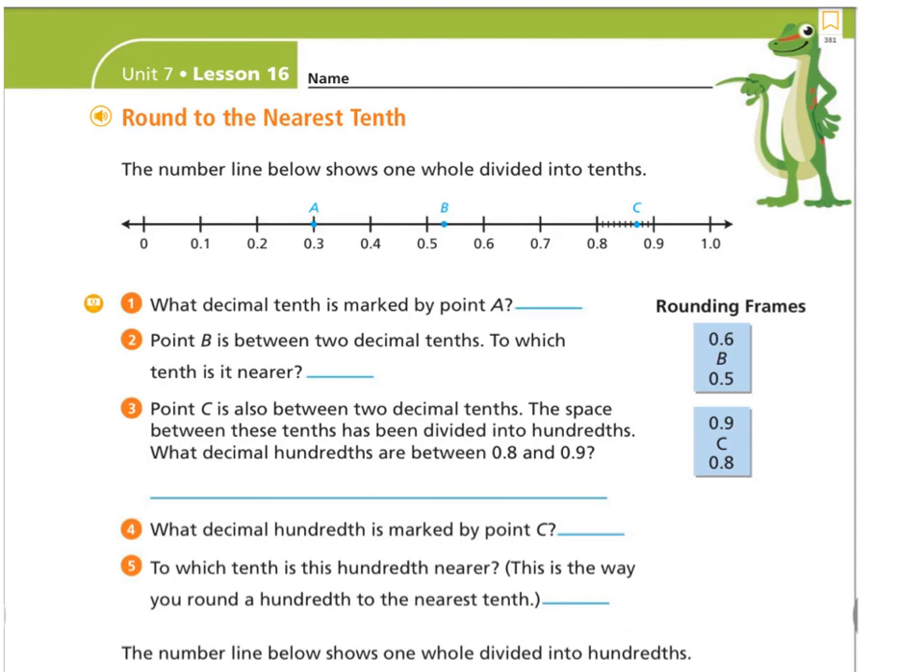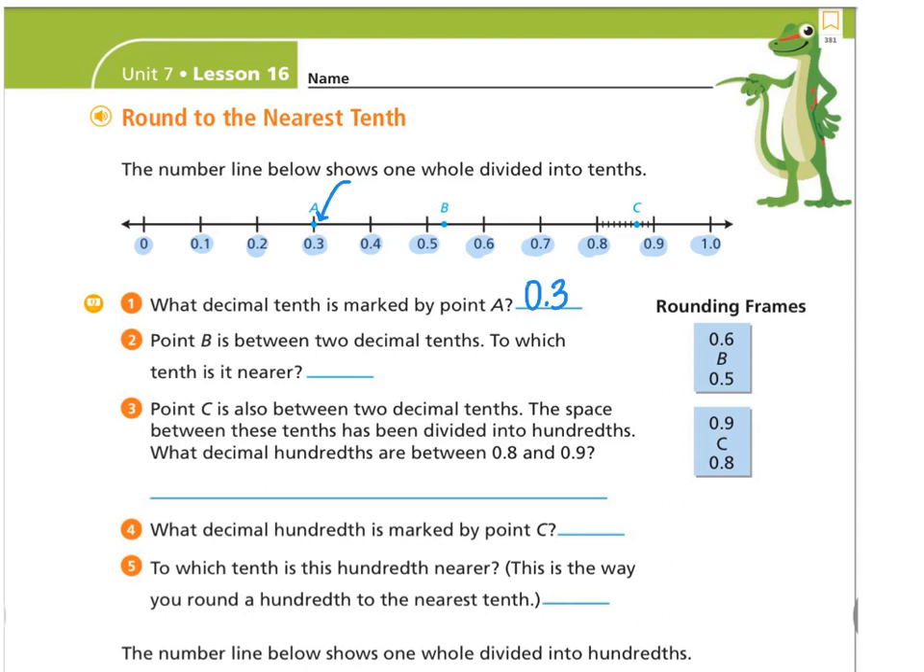Let's first look at this number line. It looks like it starts with 0 and then counts by tenths. 1/10, 2/10, 3/10, 4/10, 5/10, 6/10, 7/10, 8/10, 9/10, and 10/10 is 1 whole. If I'm looking at point A, you should be writing 0 and 3/10 because the A is right on my 3/10 mark.